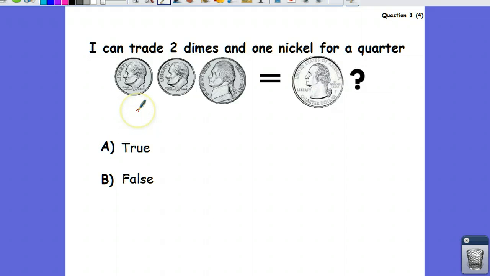Well, the only way I can figure out the answer to this problem is to add it up. So my dime is worth 10, another dime makes 20, and a nickel is 5, so that makes 25. The quarter is worth 25 cents. So can I trade 2 dimes and a nickel for a quarter? Yes, I can, so that would be true. Let's go on to our next question.